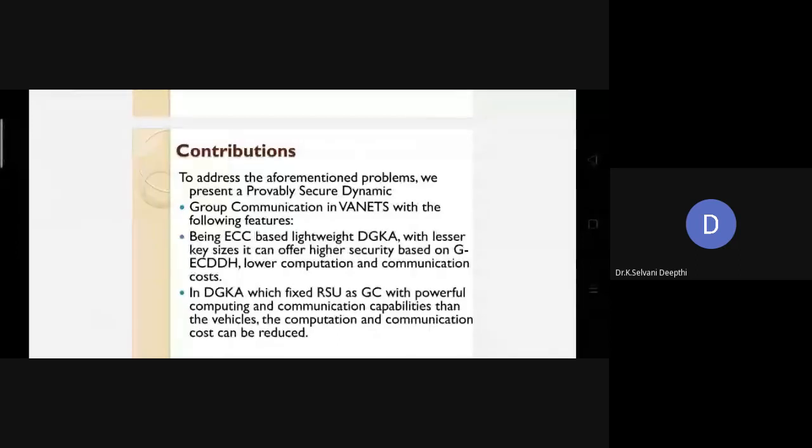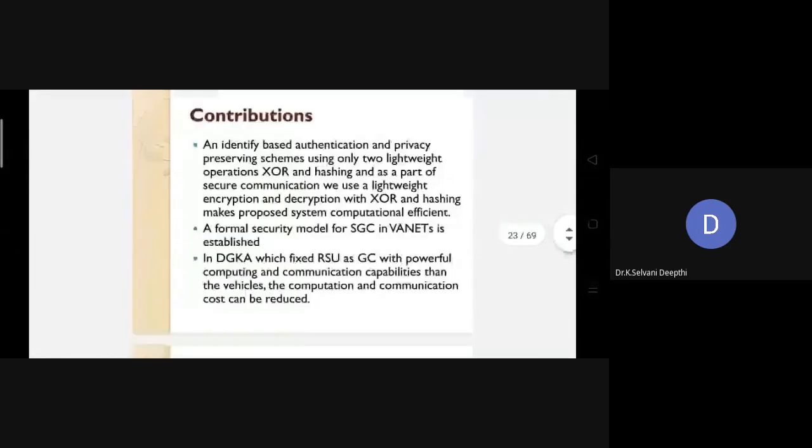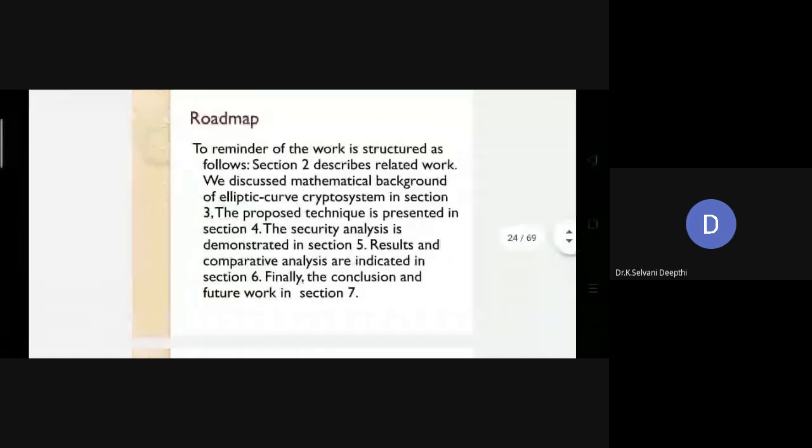Okay, is it clear or not? Okay, that is about contribution. So up to now: title, abstract, keywords, introduction, after that contributions. After the contributions, we have to give a road map.